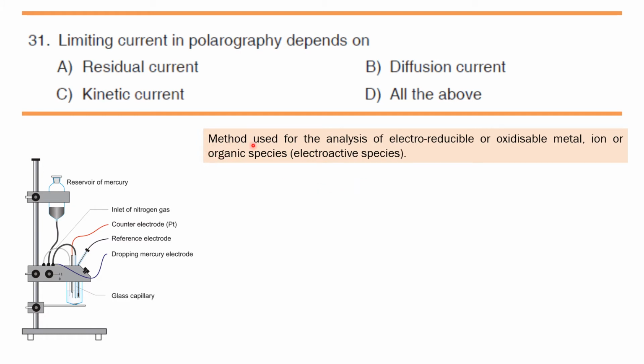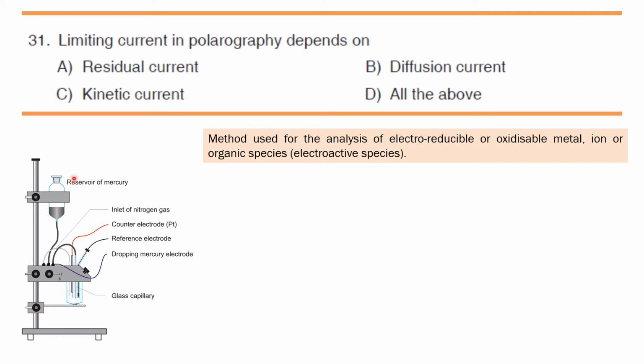Polarography is actually a method which is used for the analysis of electroreducible or oxidizable metal ion or organic species. That is, suppose you want to analyze a solution containing an electroactive species, that is a species which can undergo either electroreduction or electrooxidation. If you have such a species and you have to find out the concentration of that species in the solution, you can make use of this method.